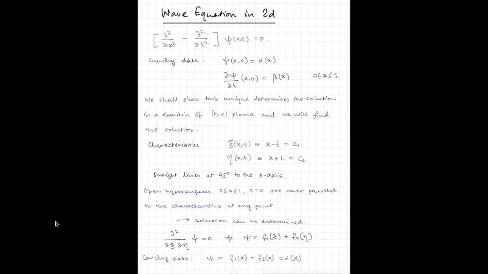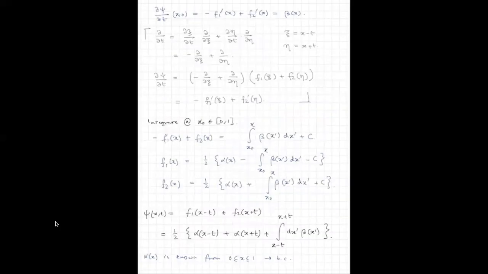And the Cauchy data just becomes, in this case, t is equal to 0, so it's f1 of x and f2 of x equal to some alpha of x. And the other thing was that minus f1 primed of x plus f2 primed of x is equal to some beta of x.